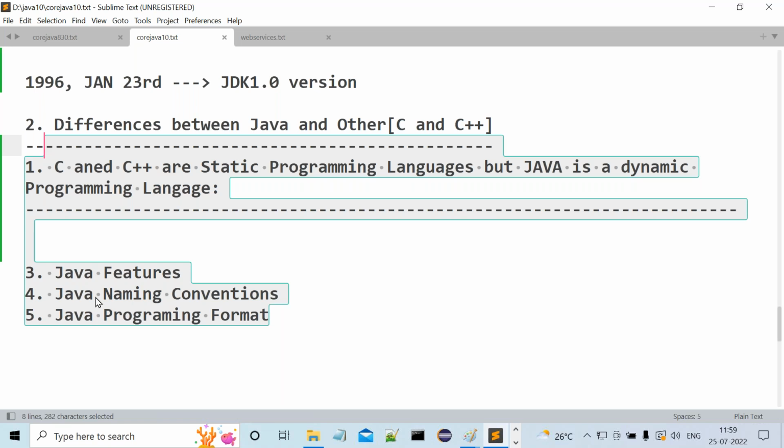Even if it is possible, I will conduct some mock interviews also for you. I'll bring some people from companies, then I'll assign them to take mock interviews. So I'm planning for that. But that will happen at the end of the course, not immediately.